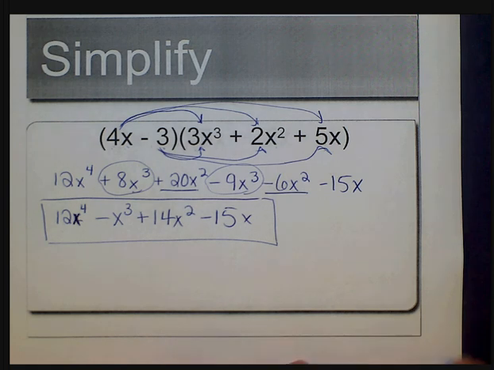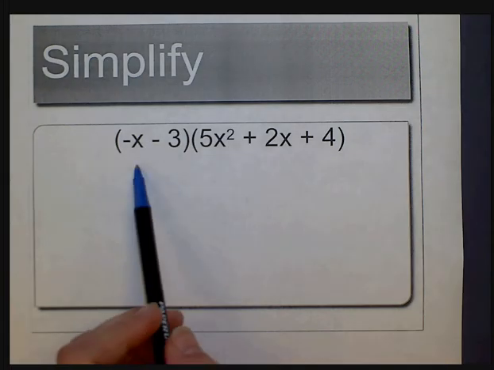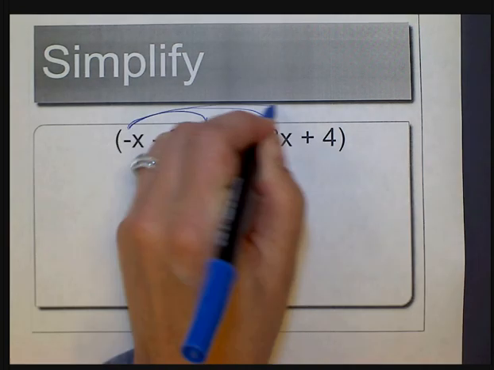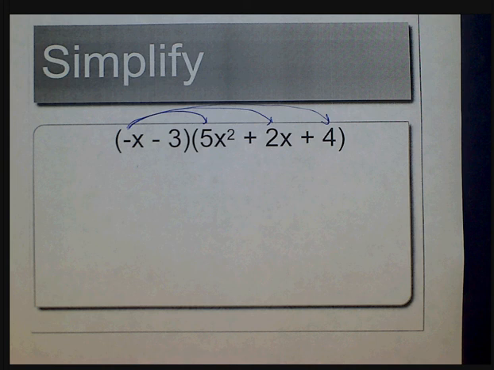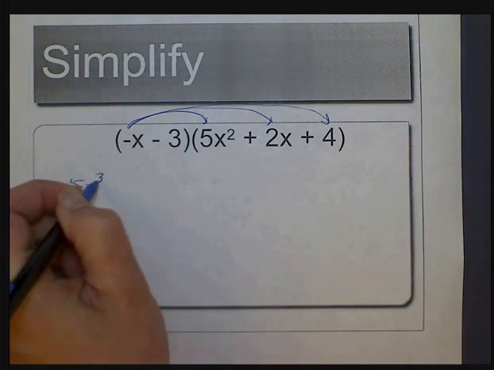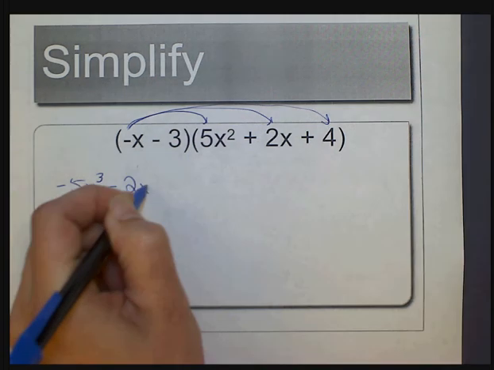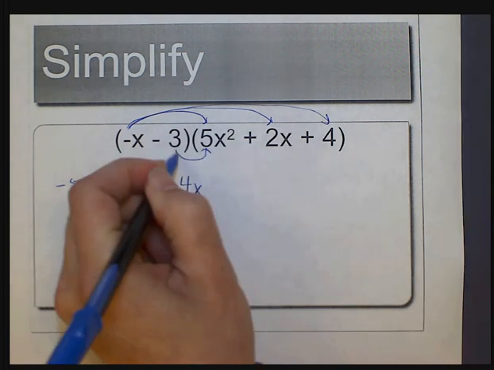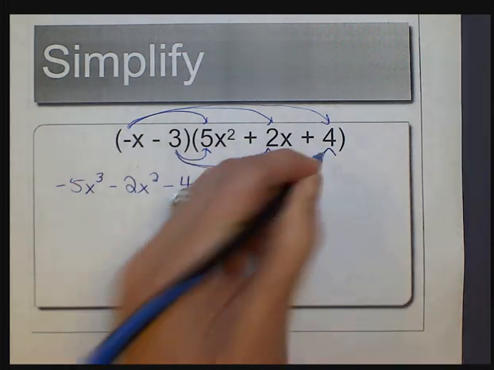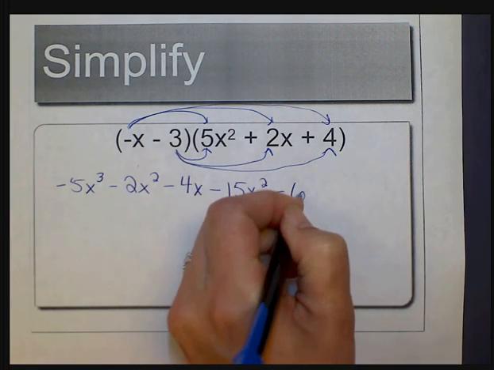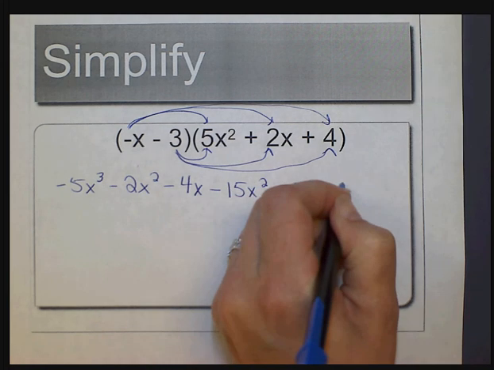All right, let's look at one more example. Again, we have a binomial times a trinomial, so I can't use FOIL. I have to use the distribution method. So I'm going to take that negative x and multiply it by everything inside that trinomial. So this is going to become negative 5x cubed minus 2x squared minus 4x. Now I have to hand out a negative multiplied by negative 3 to everything in the trinomial. So this will become a negative 15x squared minus 6x minus 12.